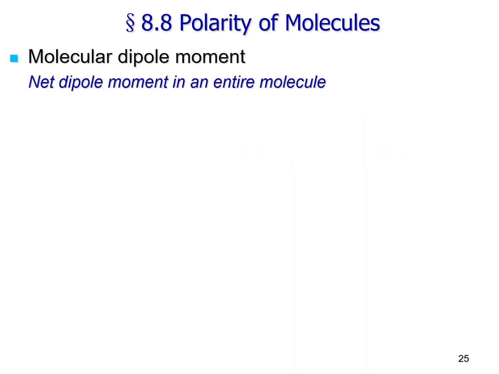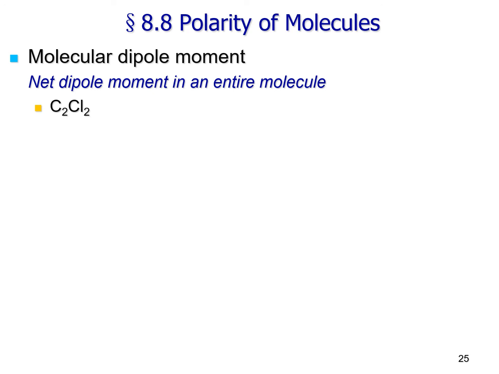What happens if we have a molecule that has 2 or more atoms? That is going to become a little bit more complicated because we're talking about the molecular dipole moment instead of the dipole moment of the bond. The dipole moment of the molecule is a net dipole moment of the entire molecule. That means we have to consider the geometry or molecular shape of such a compound.